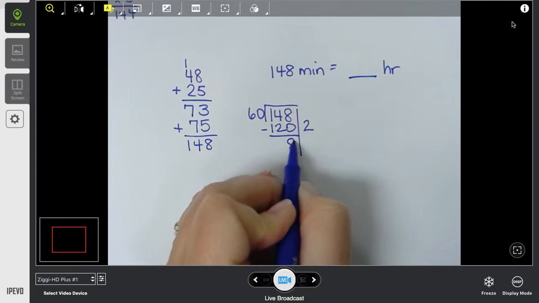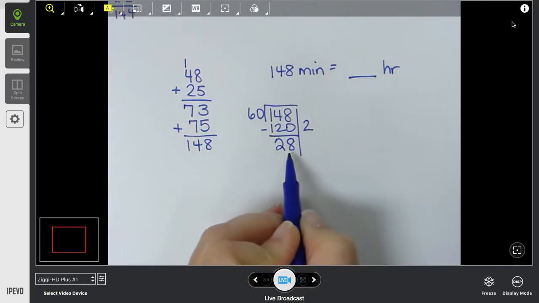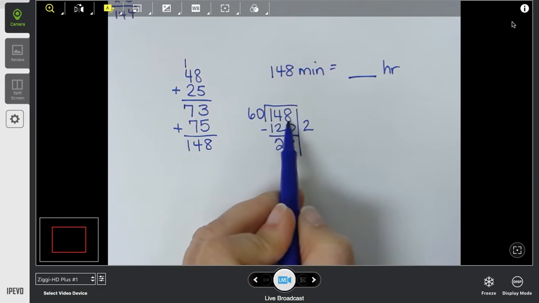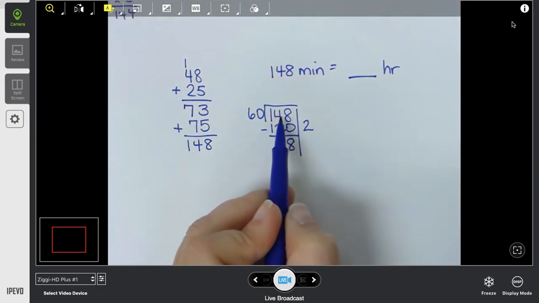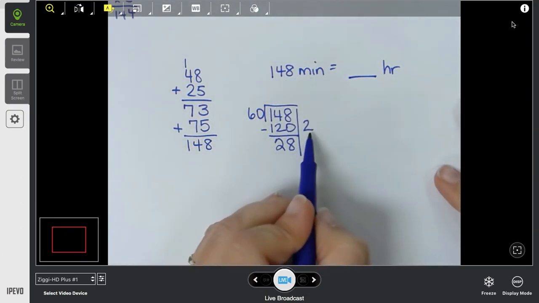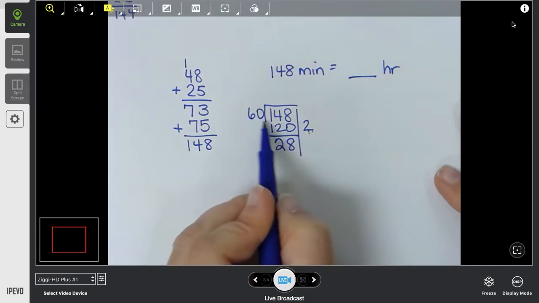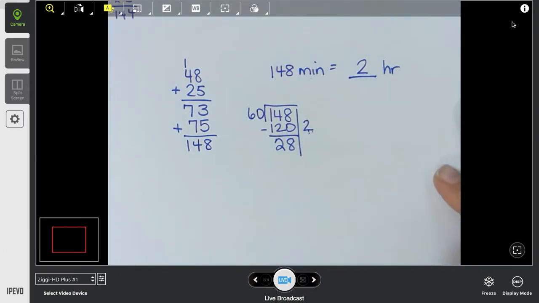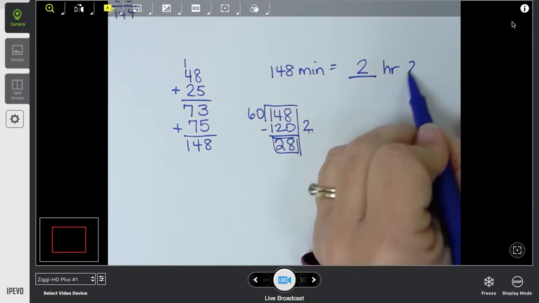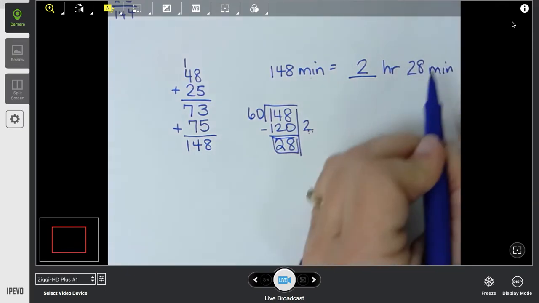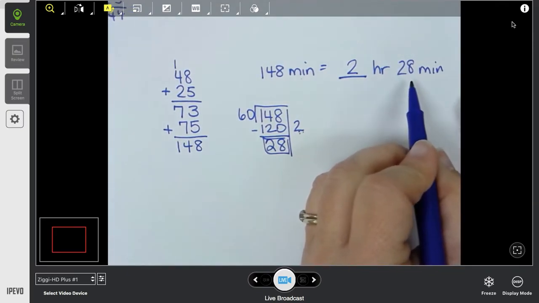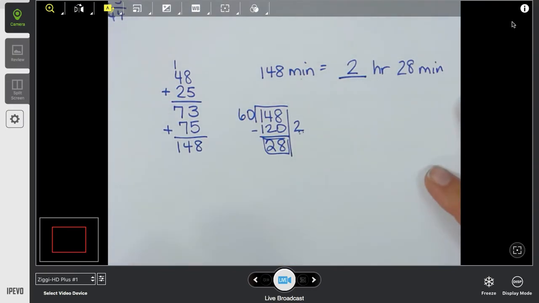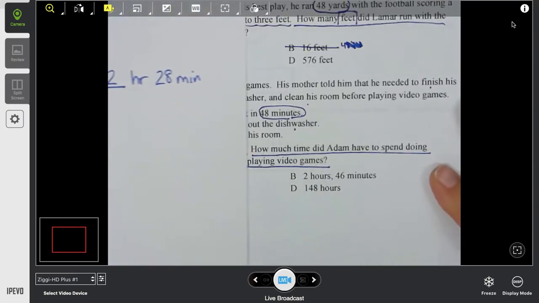And then let's see what I have left over. Oh, so I have 28 left over, and those are minutes because the 148 that I'm splitting up is in minutes. So I'm going to use 2 full 60s, which makes 2 hours, and then left over, I have 28 minutes. 28 minutes is not enough to make another hour, so this is how much time he spent. 2 hours, 28 minutes. Let's take a peek.